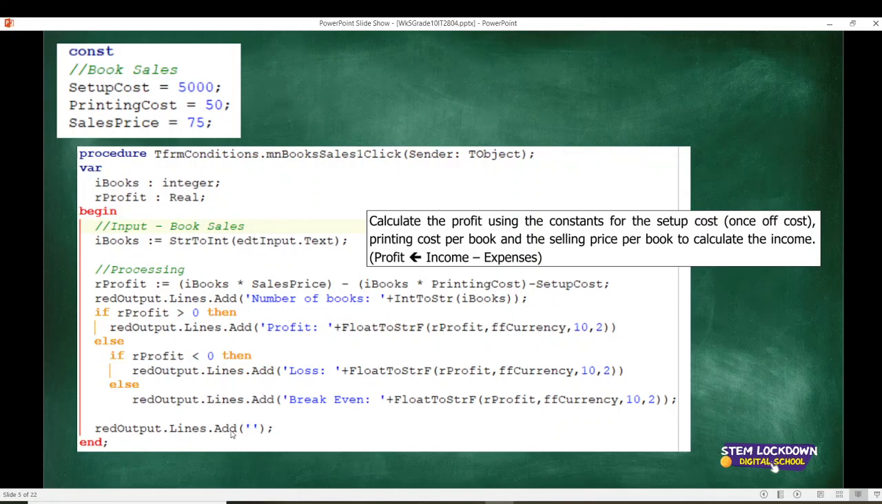And then the last step is to add an empty line underneath all of the outputs so that you could then output for the next set or number of books that were captured in the program.